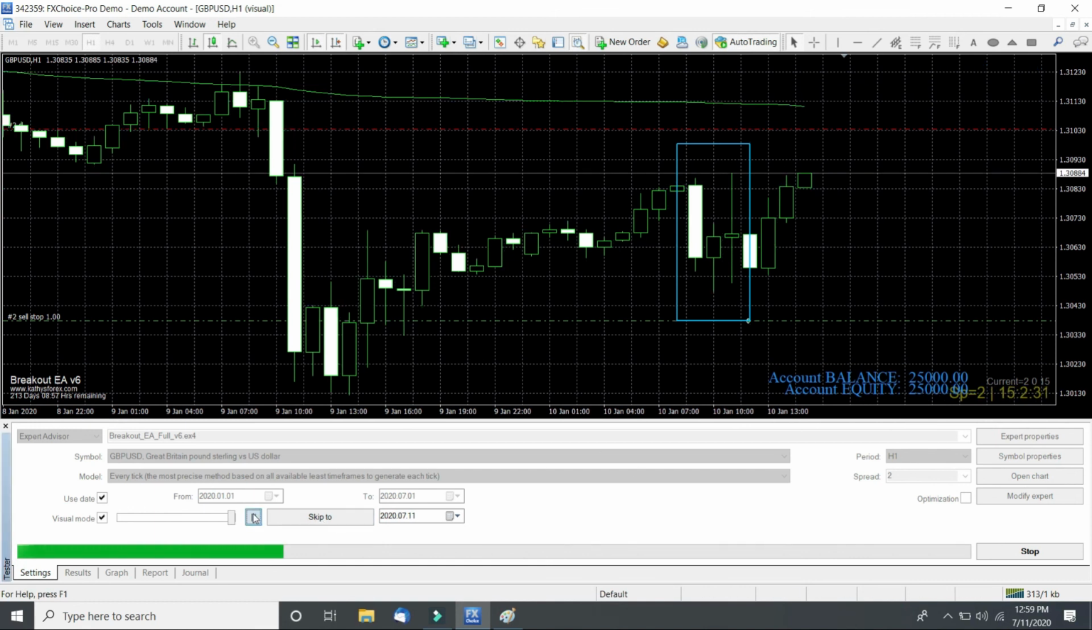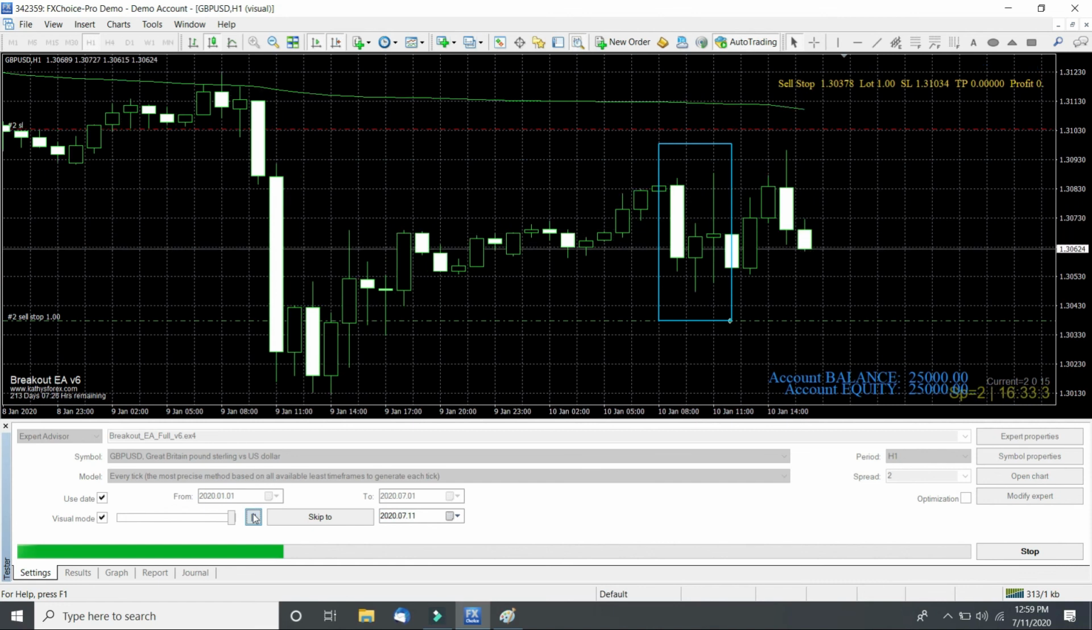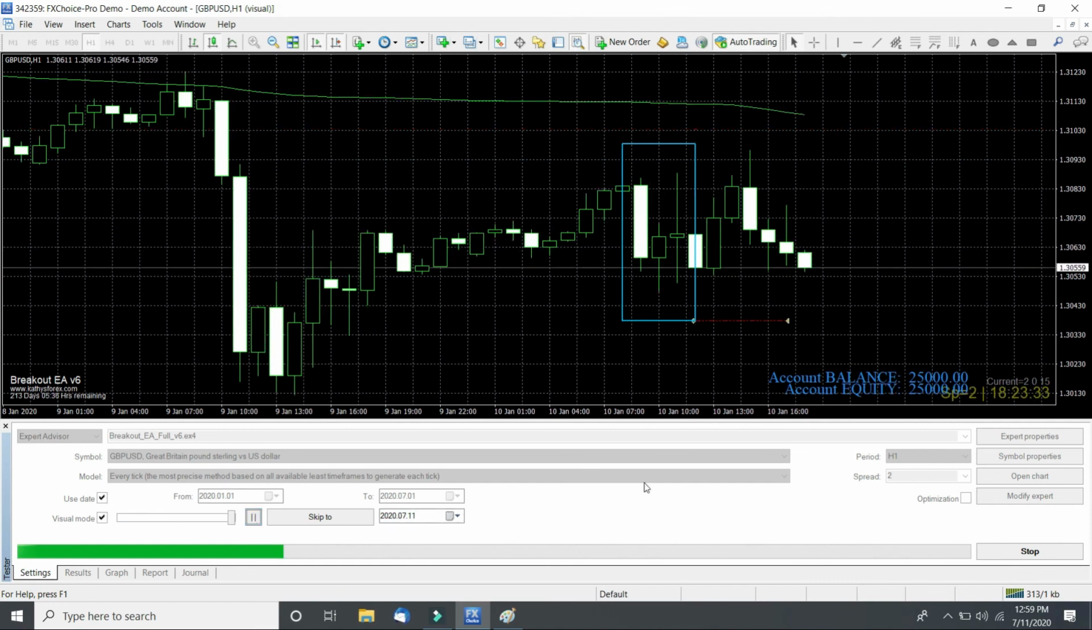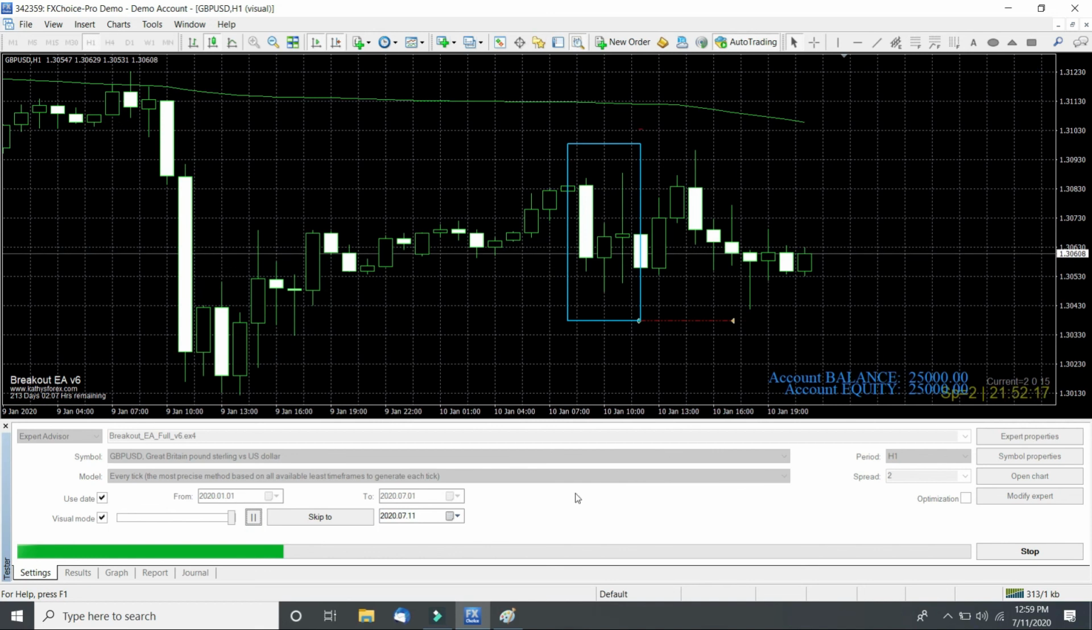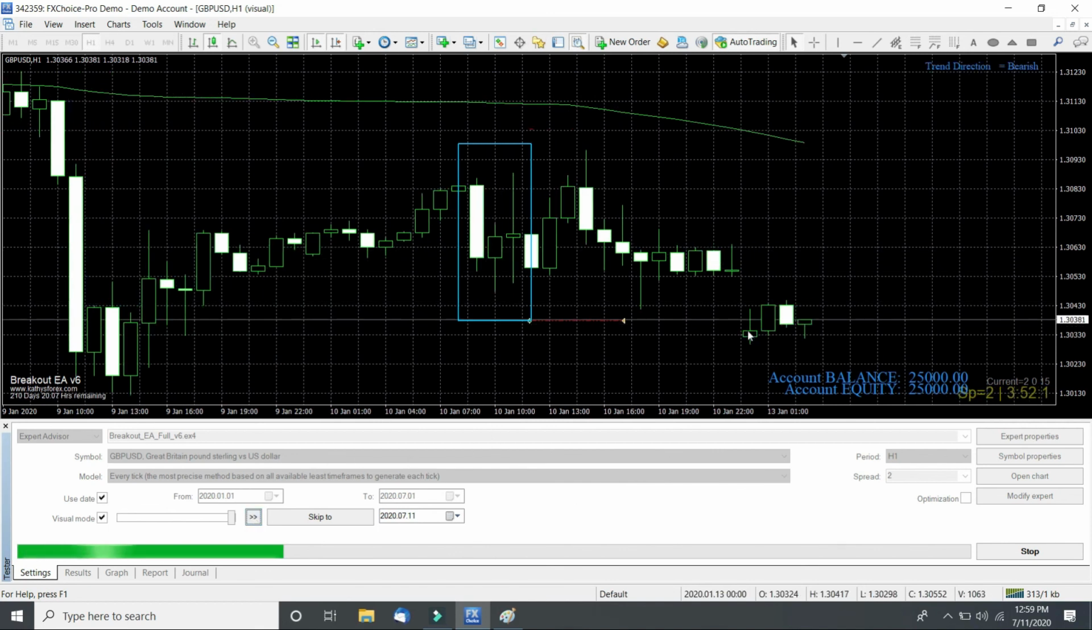We don't need to do the entire 6 months here. This is just for you to see how it works. So one more time, let me pause this. So the price stayed in this zone, did not break this zone. So after a few hours, the EA canceled this order because it did not hit any. Anyway, I'm gonna let it go.